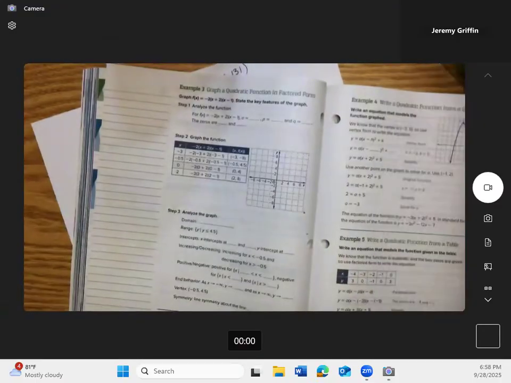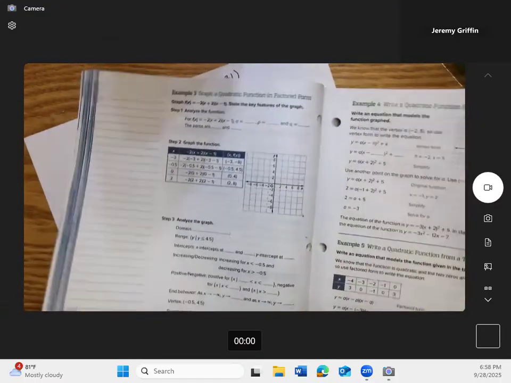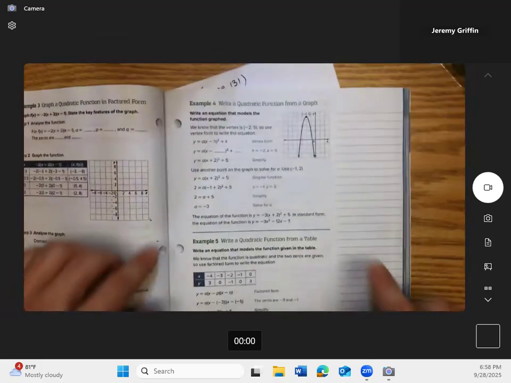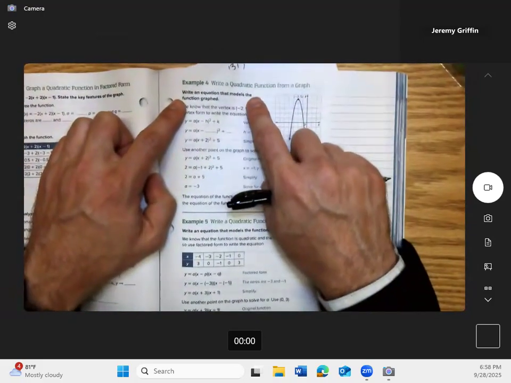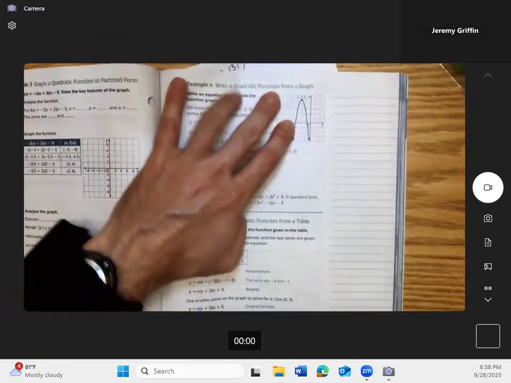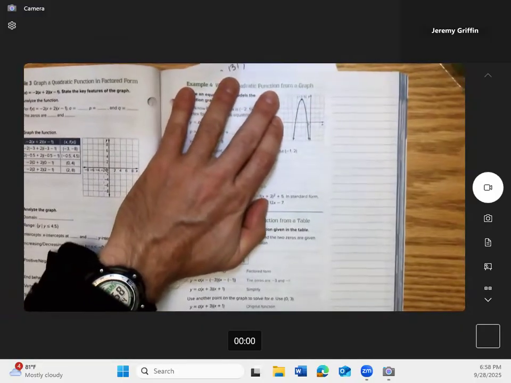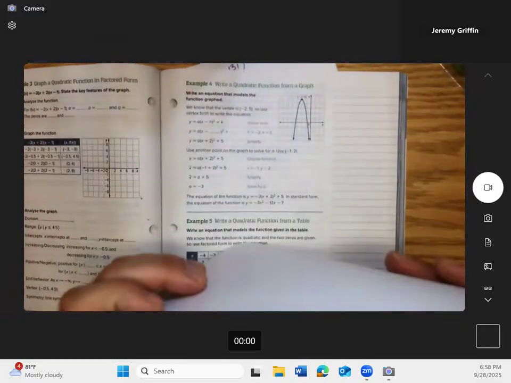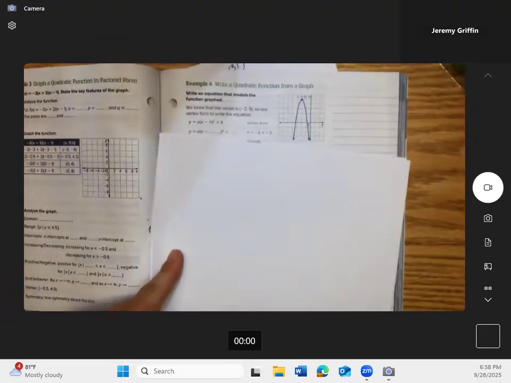That's just a little bit of review. Okay. All right, what else here? Write a quadratic function from the graph. Ooh, hey, let's look at this graph. I want to cover this up because I don't want to cheat and get the answer yet. I want to see if we can figure this out from scratch.